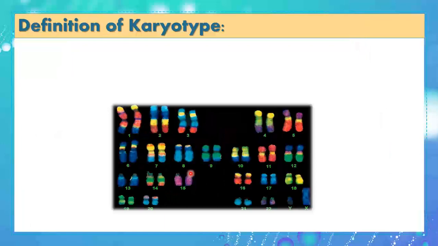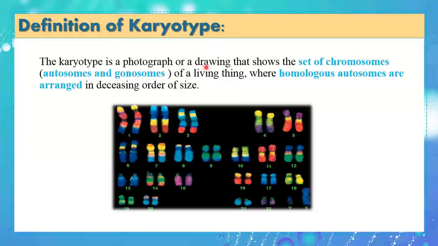Let's sum up all the information we've learned in this lesson in order to define a karyotype. A karyotype is a photograph or a drawing that shows the set of chromosomes of two types, either autosomal or gonosomal chromosomes, of a living thing, where homologous autosomes are arranged in decreasing order of size. We must stress here the term homologous autosomes because the gonosomes can be either homologous or non-homologous.